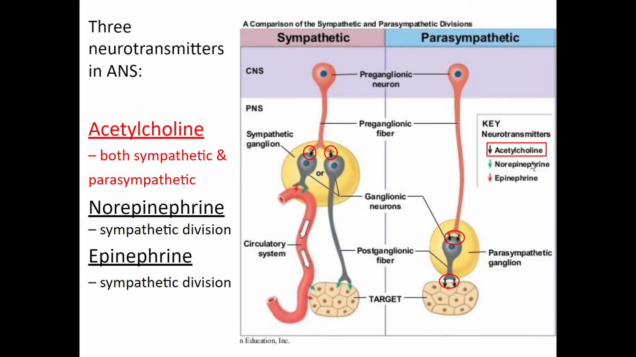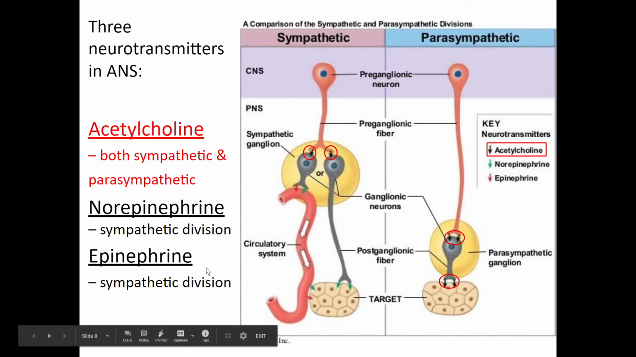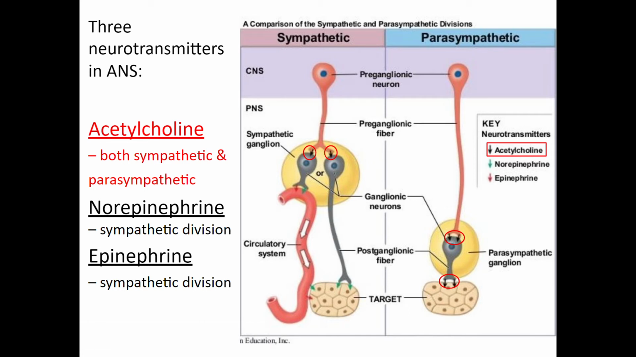When we talk about how these two branches of the autonomic division of the peripheral nervous system work, one of the main ways you should be able to compare them is by how they use neurotransmitters. So the three neurotransmitters that are used in the autonomic nervous system are acetylcholine, norepinephrine, and epinephrine. And once again, these are also called hormones, but I'm going to call them neurotransmitters for the purposes of this lecture. So acetylcholine is shown being released by black arrows.